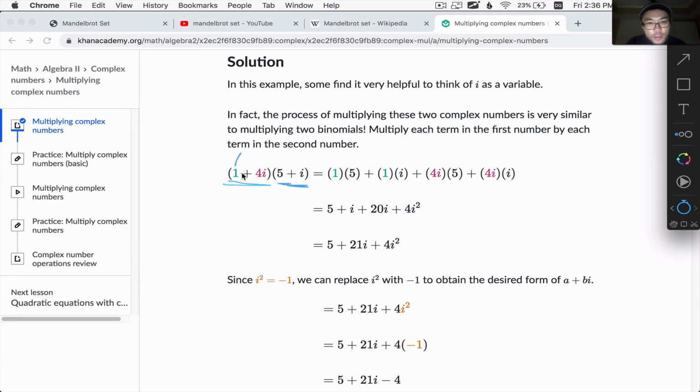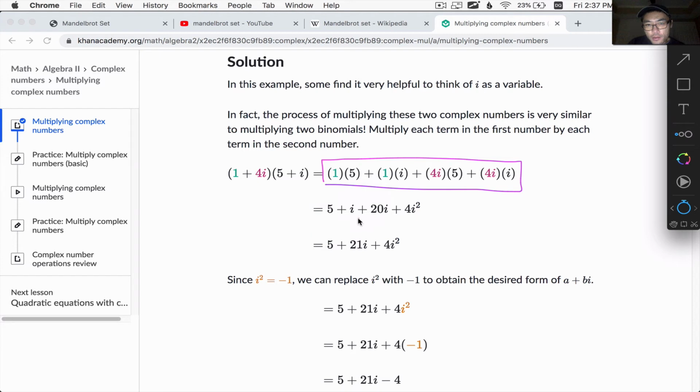Basically, you have two parts in each complex number, this one and this one and this one and this one. You just combine each part in each one with each one in the other one. So 1 times 5 gets us that, and then 1 times i gets us that one, and then 4i times 5 gets us this one, and then 4i times i gets us this one. And then you just do this calculation, this addition, and then you'll get the answer.